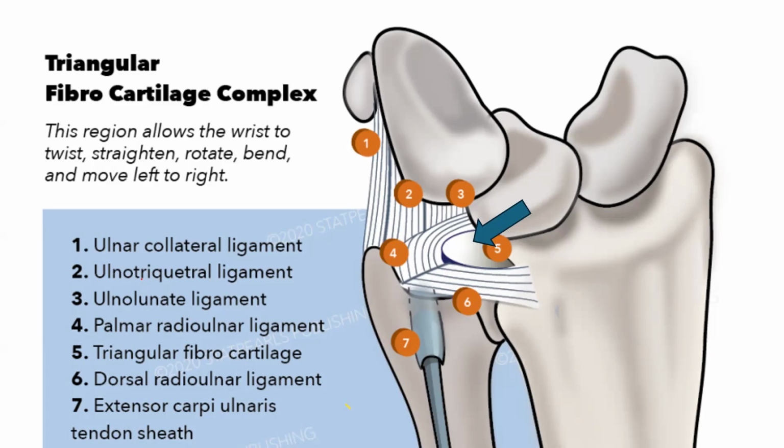All this forms the triangular fibrocartilage complex, where you can have tears in the central position. They don't heal well. In the periphery, they have better circulation and they heal well. And it's indicated that you repair these, while the central, you debride them. So keep this in mind.